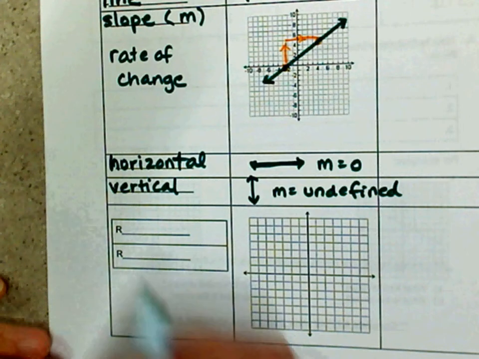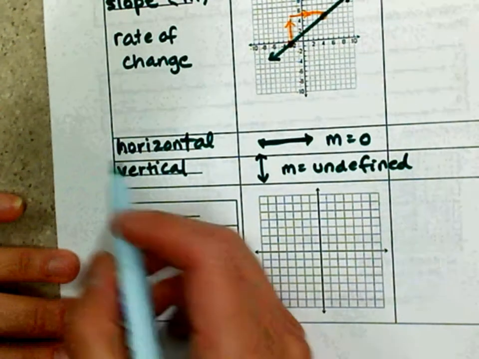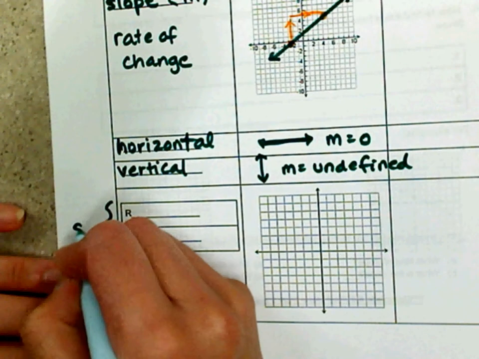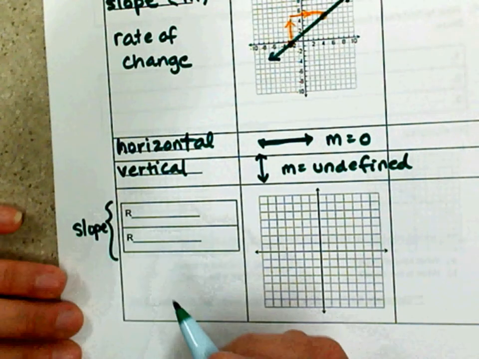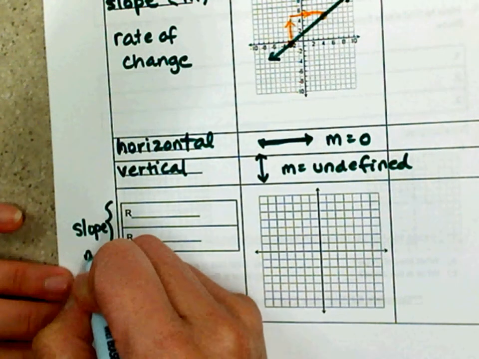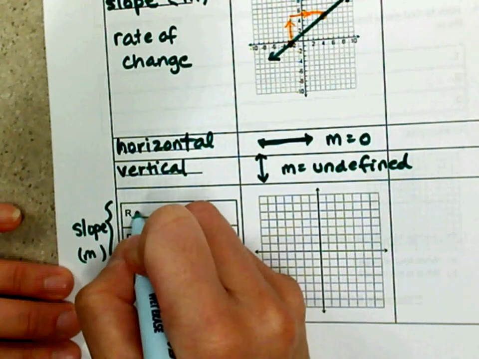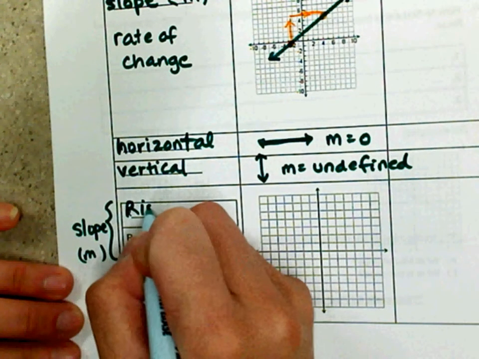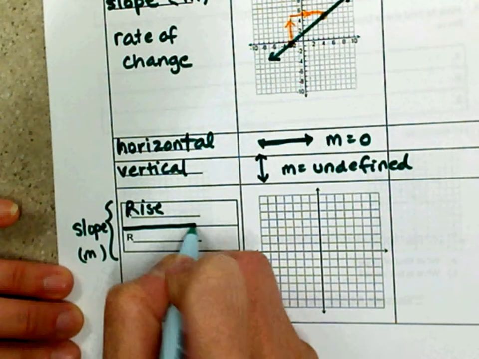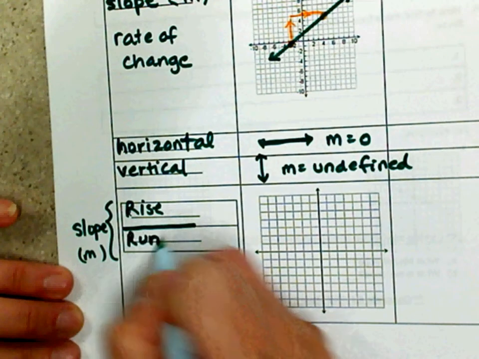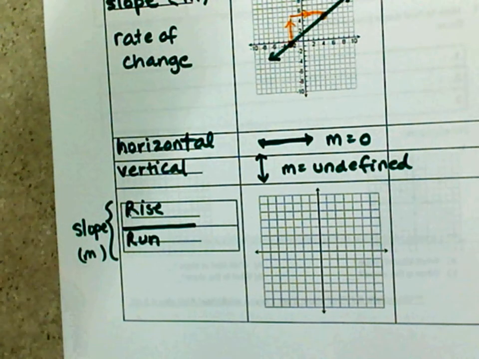All right. Now, how do you find a slope? What letter do we use for slope? M. To find a slope, it is always rise divided by your run every single time, okay? So it's rise over your run. And we're going to talk about that in just a little bit.